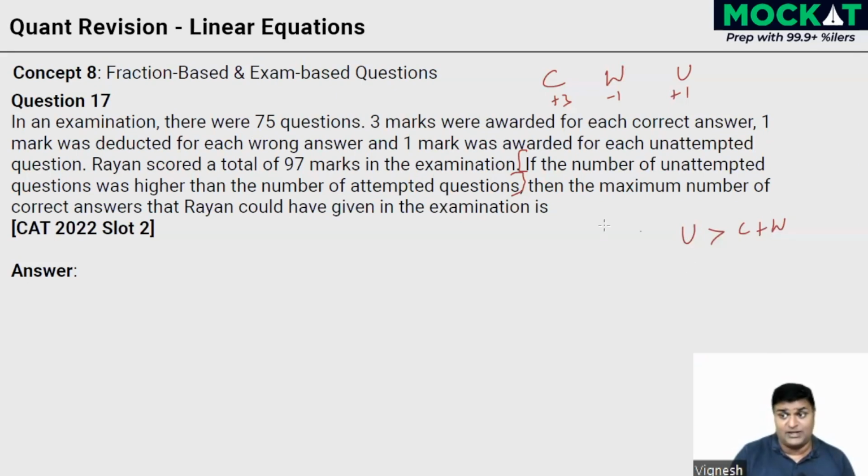Now, once again, why is U greater than C plus W? Unattempted is greater than attempted. Attempted can be correct or wrong, both ways. Sum of those two is attempted. U is the unattempted. U has to be greater than this. I can actually write down U has to be greater than 37, right? That is greater than or equal to 38, right?